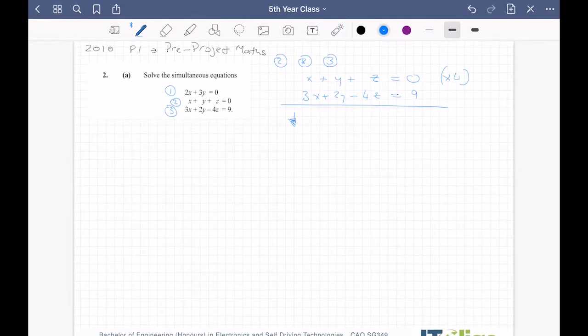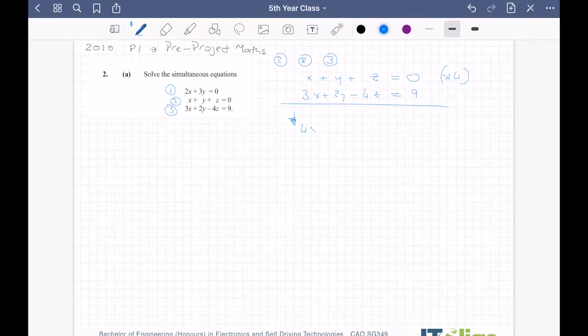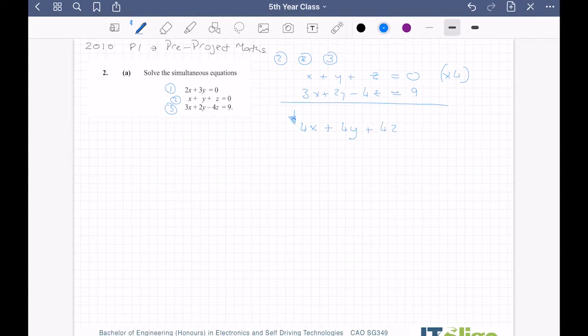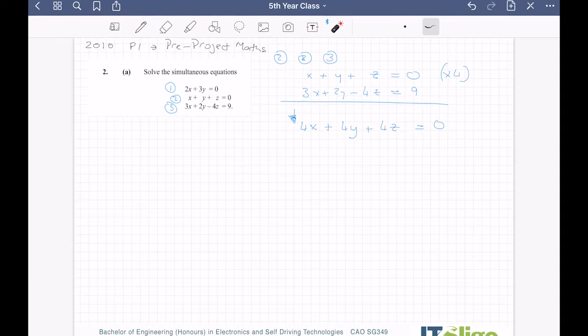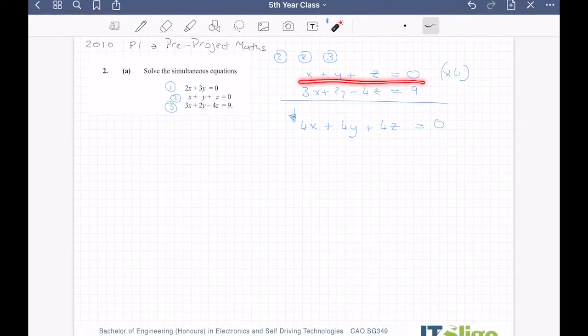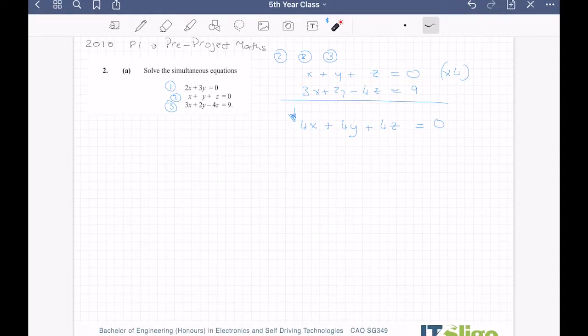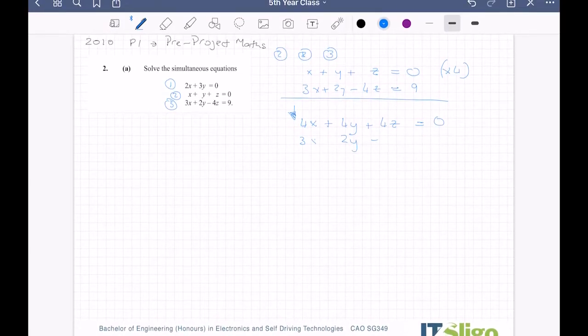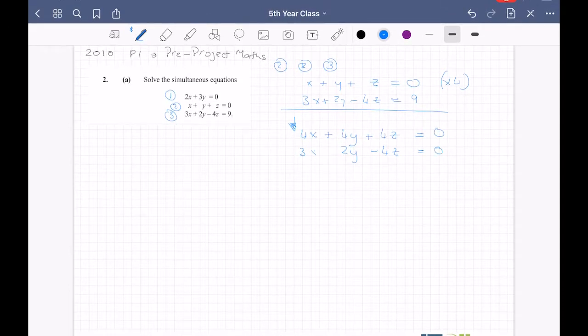So 4 by x gives me 4x. In the same way, 4 by y gives me 4y. 4 by z gives me 4z, and 4 zeros are zeros. A very important thing to note there, I didn't just multiply z by the 4, you have to do it to the whole equation, and that's to maintain the balance of that equation. You can't just select one little piece and do it. And then the next line stays the same because we're happy with minus 4z.